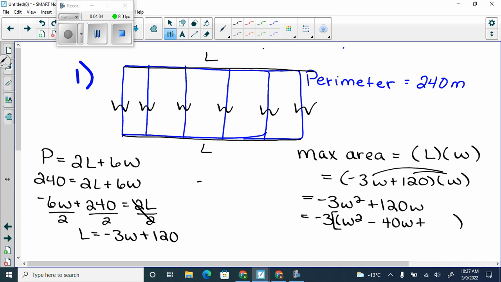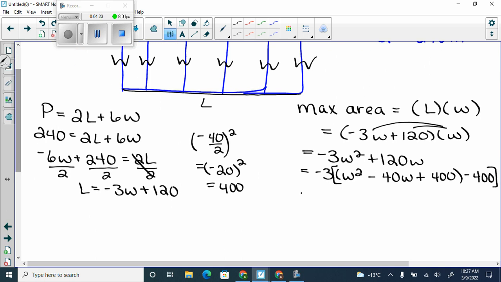So we're going to go negative 40 divided by 2 squared. I don't skip any steps. Negative 20 squared is 400. So I'm going to add 400, and I'm going to subtract 400, and I'm going to put a square bracket. And then I'm going to get negative 3, and then I get, look one back, minus 20. If you go, what multiplies to be 400 and adds to be negative 40, it's W minus 20, W minus 20.